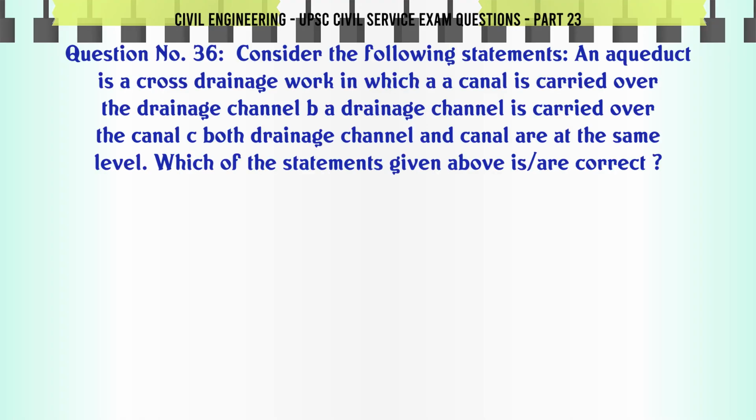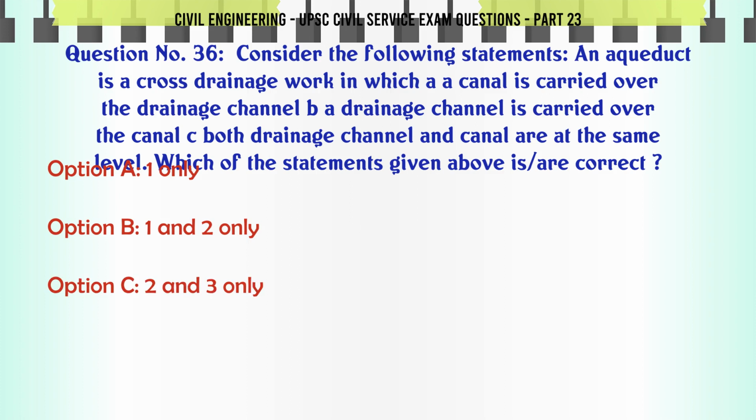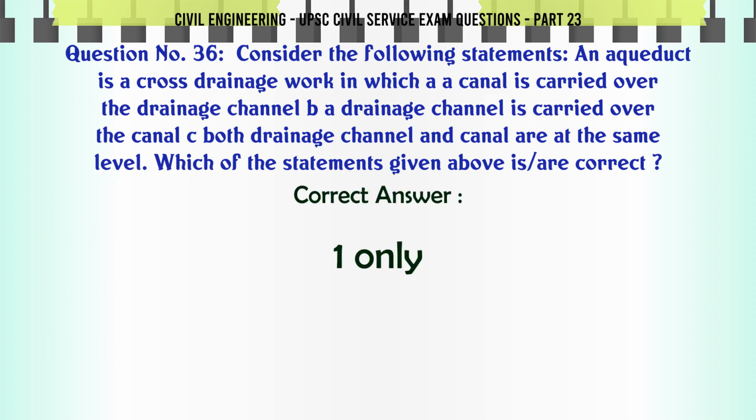Consider the following statements. An aqueduct is a cross-drainage work in which 1. A canal is carried over the drainage channel, 2. A drainage channel is carried over the canal, 3. Both drainage channel and canal are at the same level. Which of the statements given above are correct? A. 1 only, B. 1 and 2 only, C. 2 and 3 only, D. 1, 2 and 3. The correct answer is 1 only.